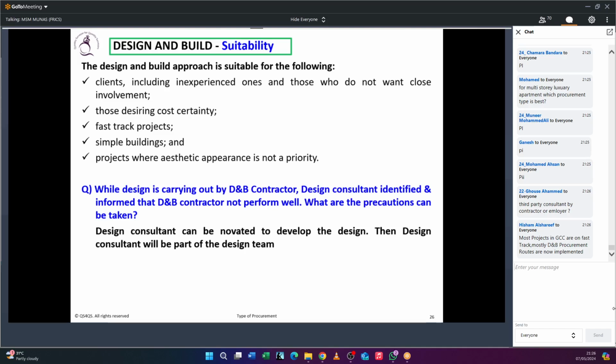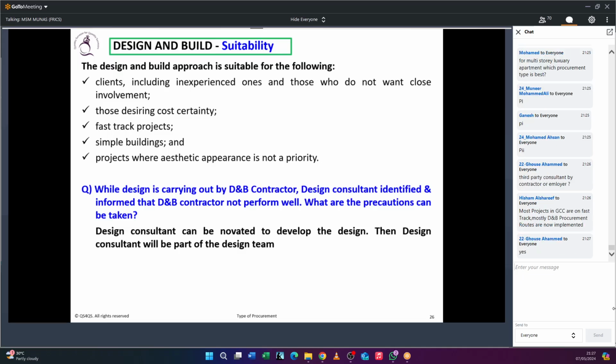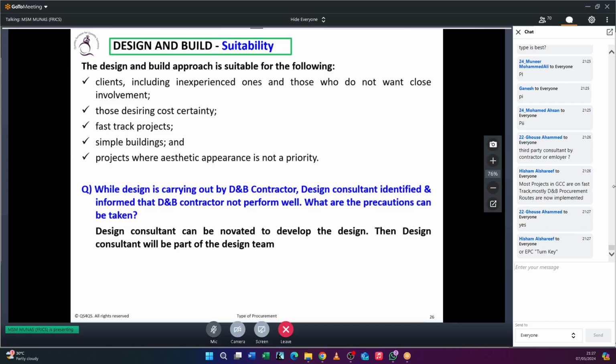So do you understand the answer? Ask me if you don't have more clarity on this. Most projects in the GCC are on fast track, so mostly design and build procurement routes are now implemented. Yes, but not for all the projects.